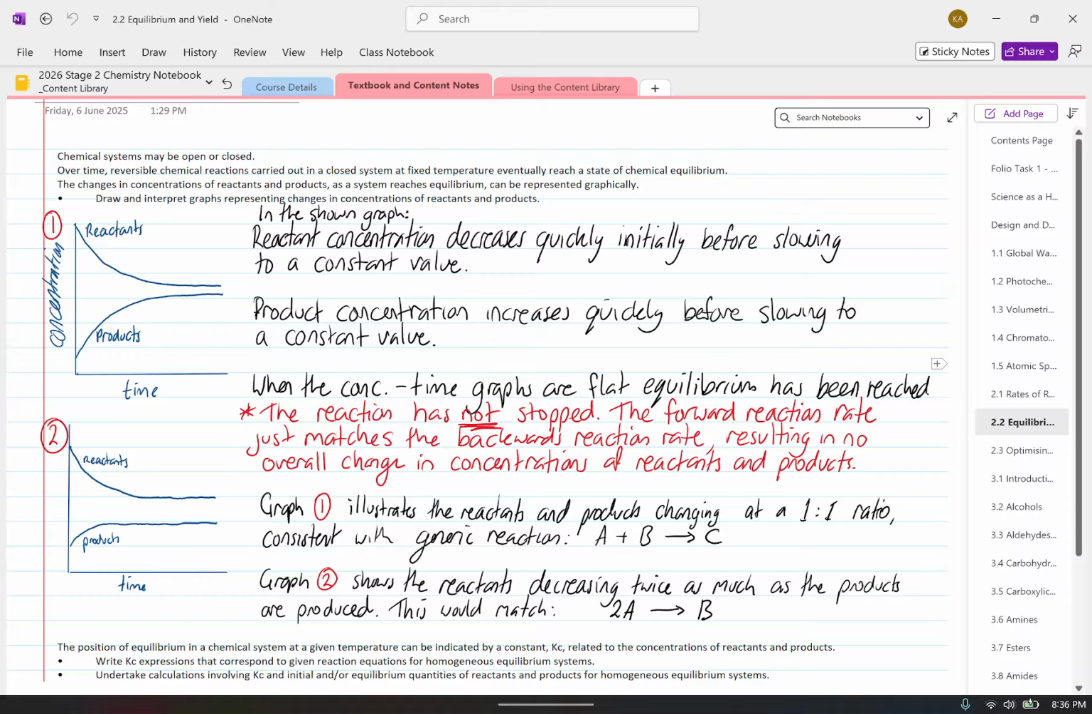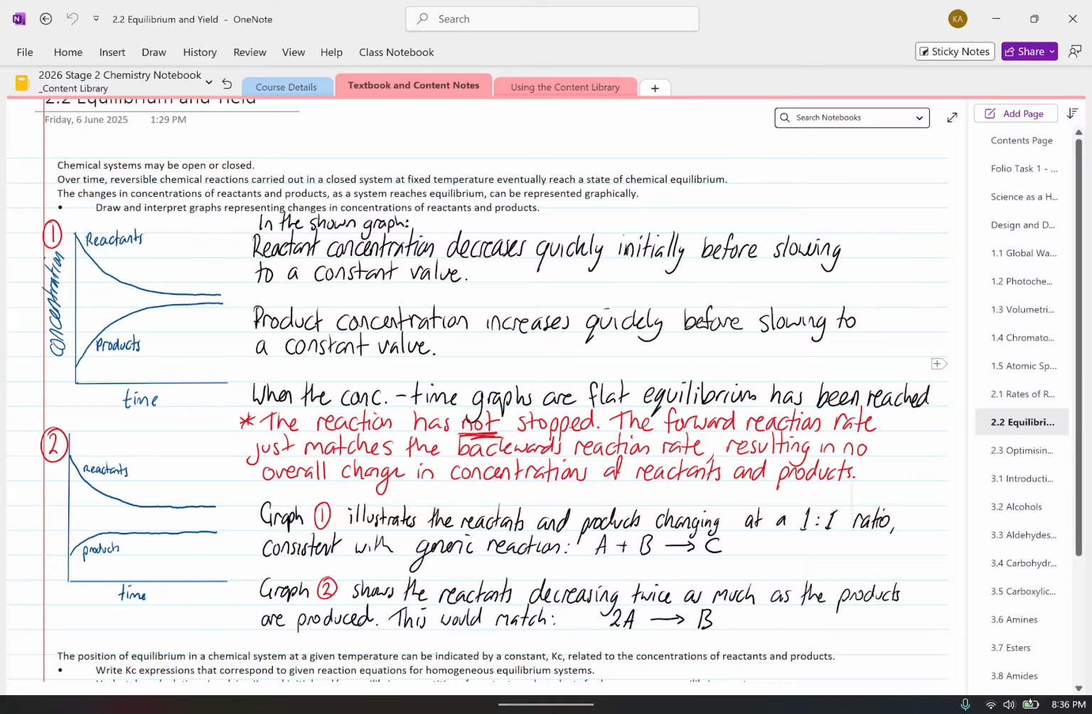Now, on the other hand, graph 2, where we see the decrease of our reactants is twice as much as the increase for the products, it would be a reaction like this where we have a stoichiometric ratio of 2 to 1. For every 2 reactants we lose, we're only gaining 1 product. So this is going to decrease twice as fast as the product's concentration increases.